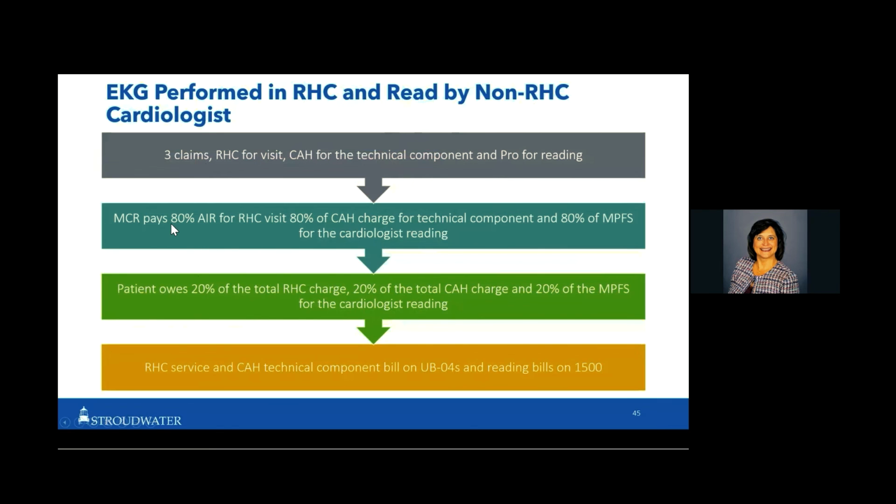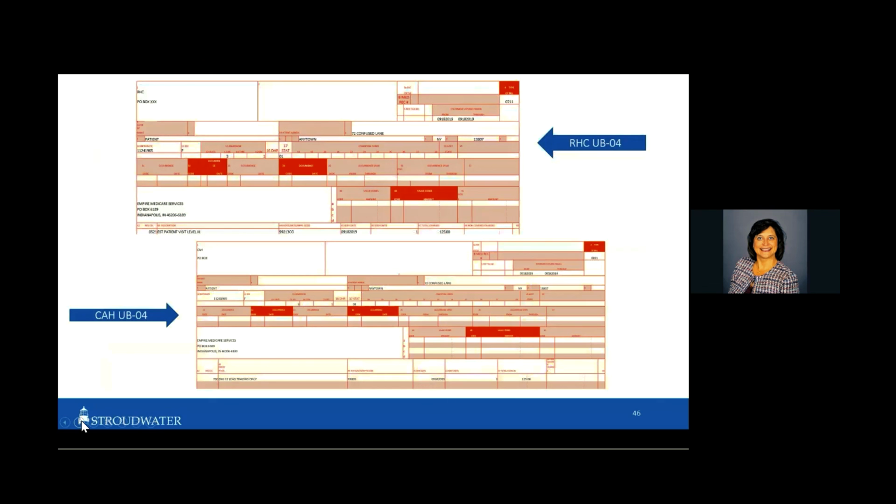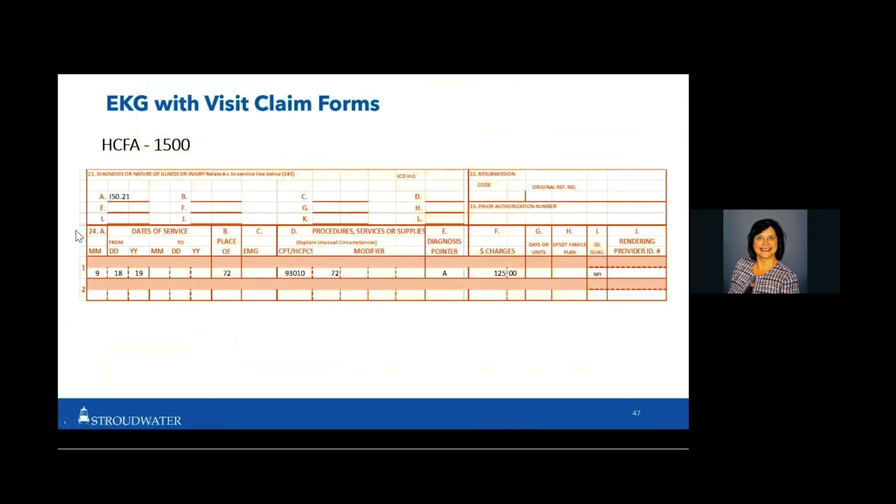So Medicare will pay 80% of the RHC, 80% of the technical, and 80% of the Medicare professional fee schedule. And then the RHC service and the technical component are billed on a UB form, but the physician reading it will bill it on a 1500. So here is an example of, again, the RHC UB and the critical access hospital UB. And then on this example is where the physician bills for those services.